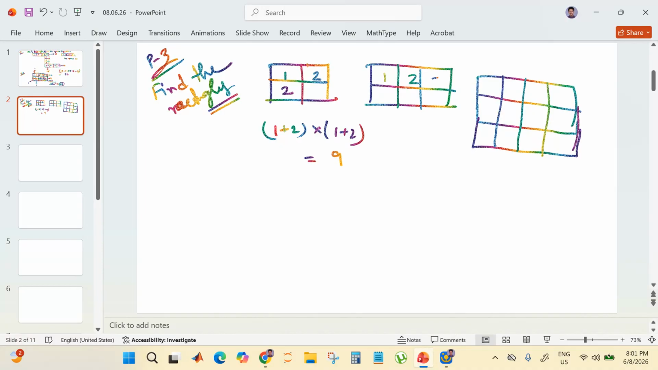So here 1, 2, 3, add 1, 2, 3 means what? 6, and 1 and 2 means 3. 6 into 3, that means 18. Here also 1, 2, 3, 4, and it is 1, 2, 3. So 1, 2, 3, 4 means 10, 1, 2, 3 means 6. So 10 into 6, that is 60. Okay.